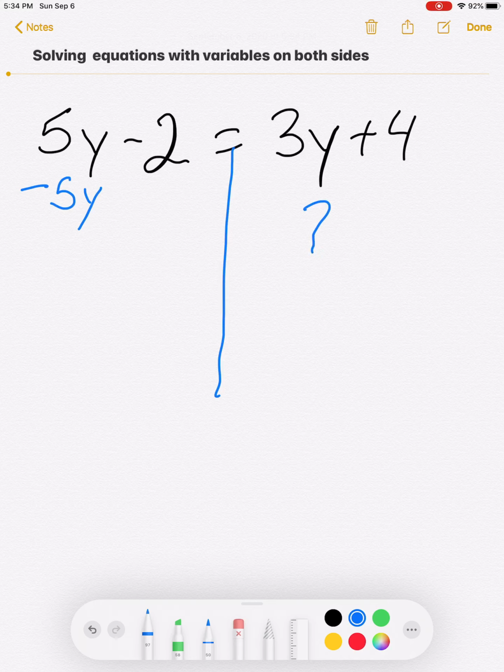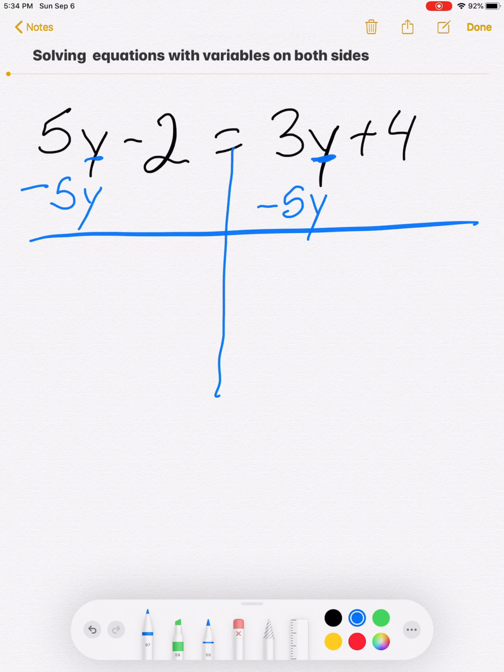Now I'm looking on this side here, and I'm wondering what I have to subtract it from. I can only subtract it from the one that has the same variable. So I had a y here, so I find the one with a y here, and I can subtract it from that. So I'm going to do minus 5y. These zero out.